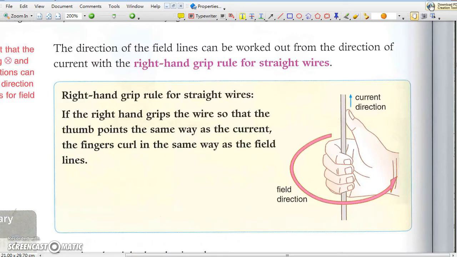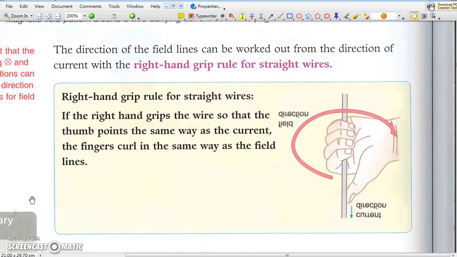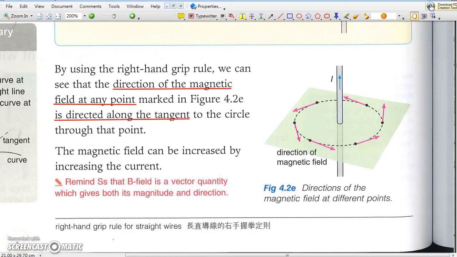The right-hand grip rule for straight wires helps us remember the direction of magnetic field lines. If the current reverses in direction, the field lines will also reverse in direction. The magnetic field at any point is always tangent to the circular field lines, and thus perpendicular to the radius. And the field strength becomes stronger when a larger current flows.